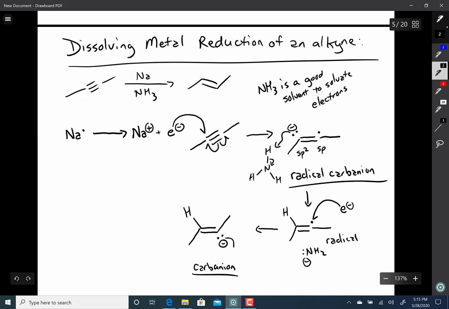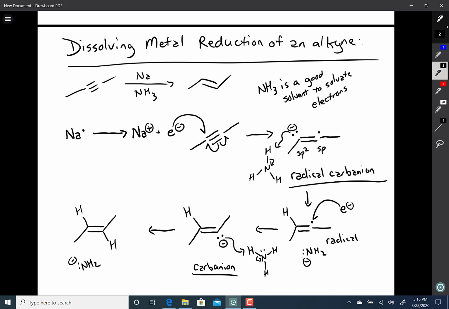And that carbanion then deprotonates ammonia and you get your reduced alkyne to give you the alkene. And it's a trans alkene. And NH2 minus.